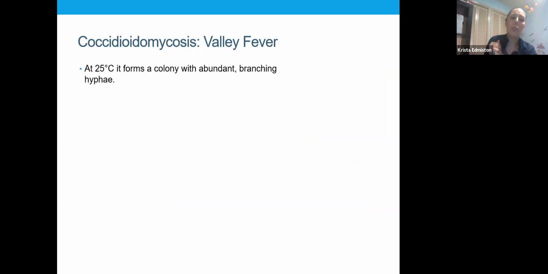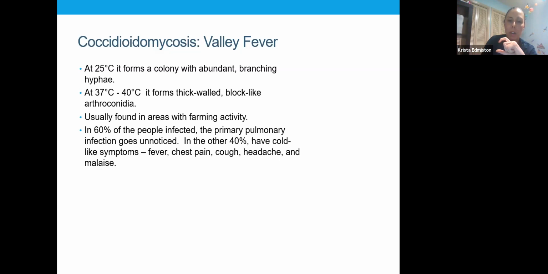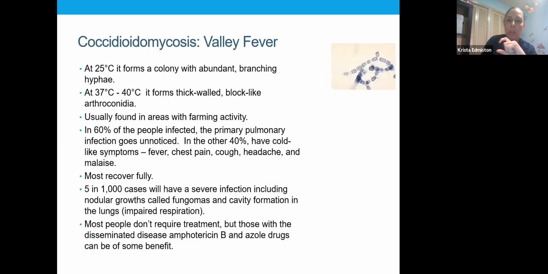At 25 degrees, it forms a colony with lots of branching hyphae, so a lovely hyphaeated structure. And then at higher temperatures, it forms these block-like structures. Oh, I thought I had a picture on here somewhere. There it is. Okay. So these are the block-like structures with the spores inside them. They're usually found in areas with farming activities. So guess what? That's like the entire Central Valley.